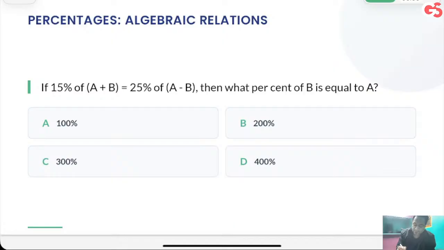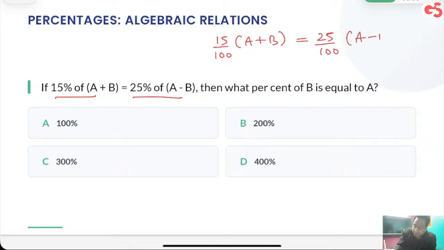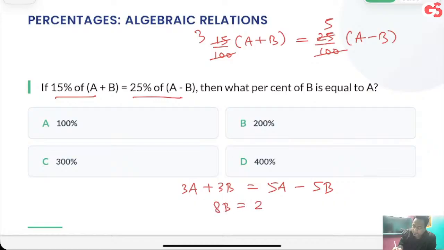All right. 15% of A plus B is 25% of A minus B. So 15 upon 100 multiplied by A plus B is equal to 25 by 100 multiplied by A minus B. Cool. So what do we get now? These two get cancelled out, and 5 threes are 15, 5 fives are 25 is what we have. So 3A plus 3B is equal to 5A minus 5B, which means 8B will be equal to 2A.